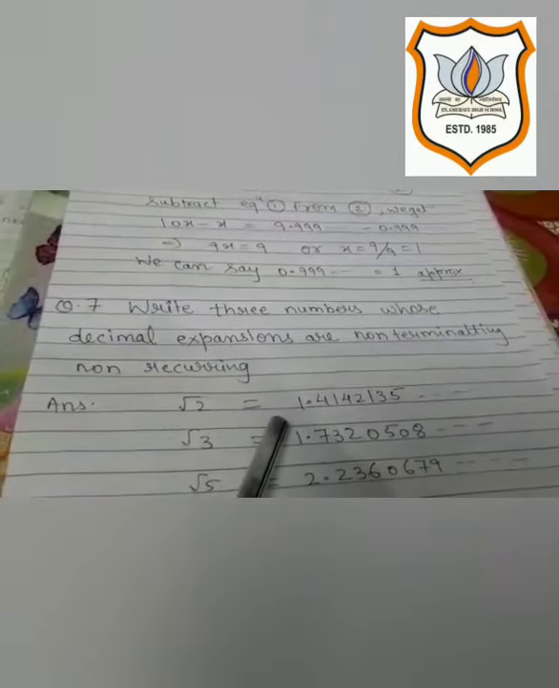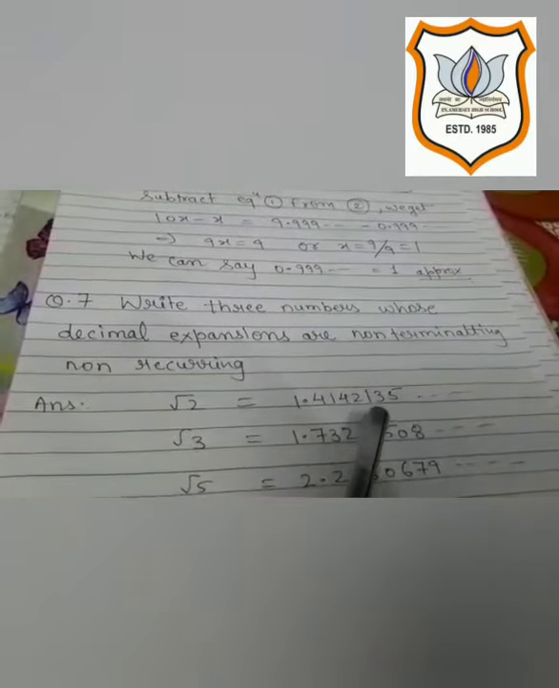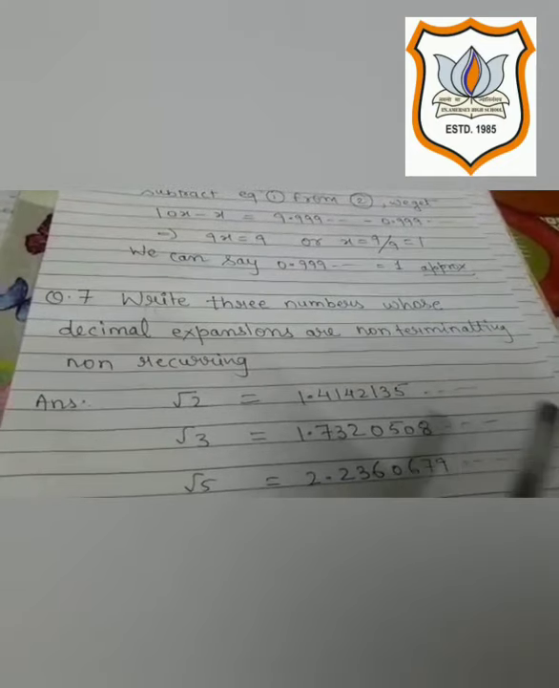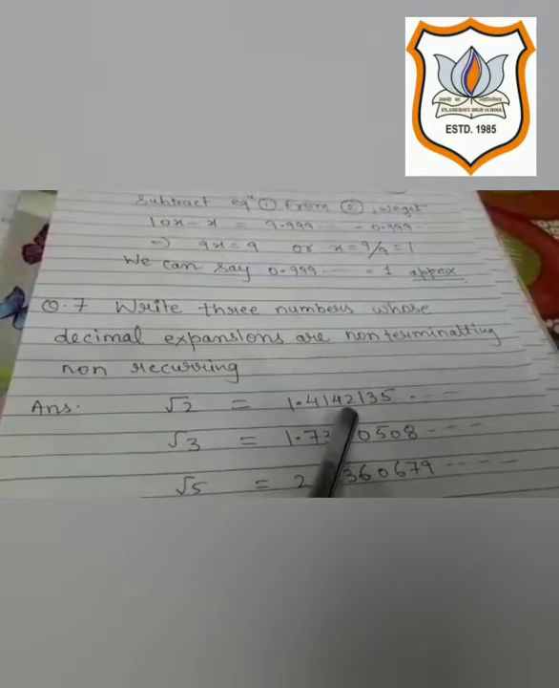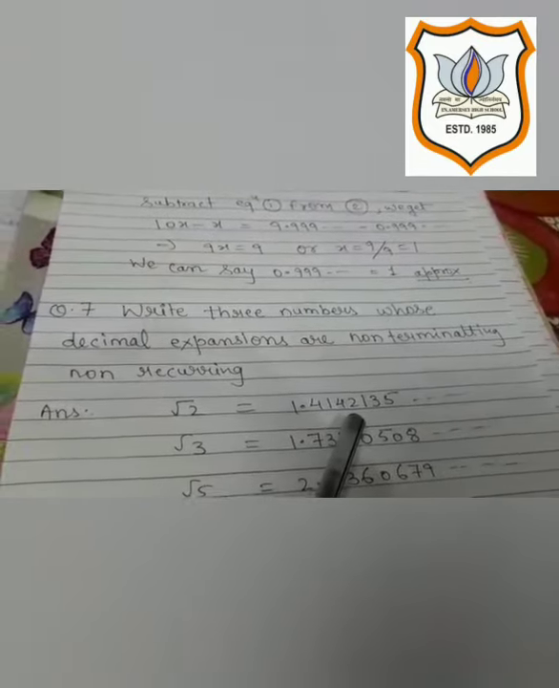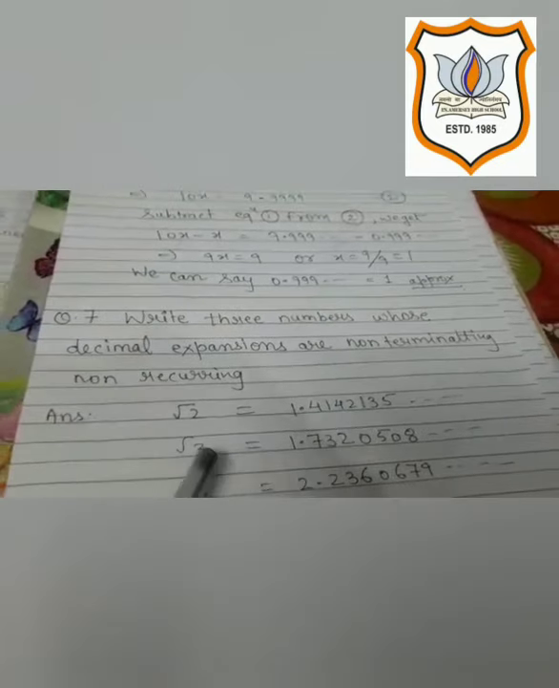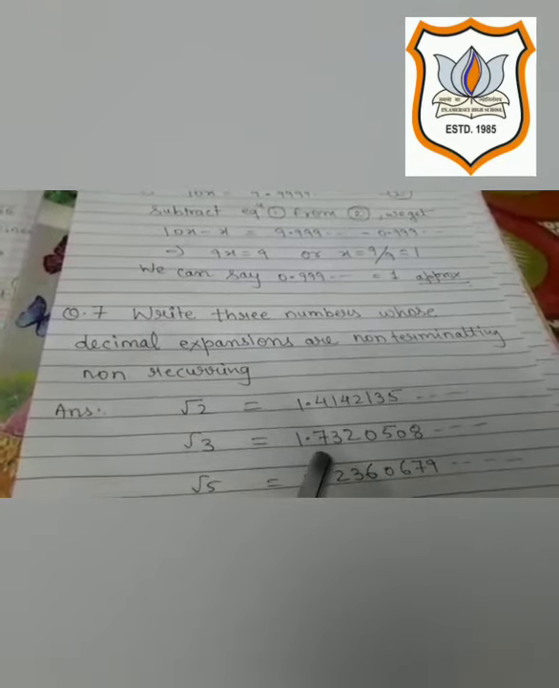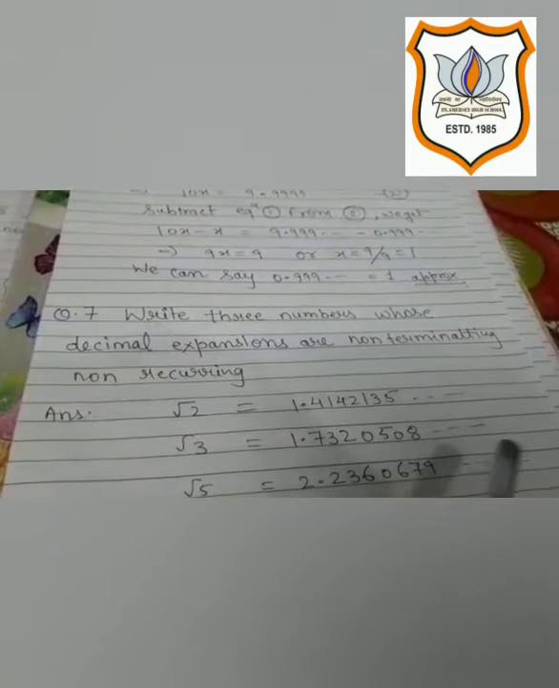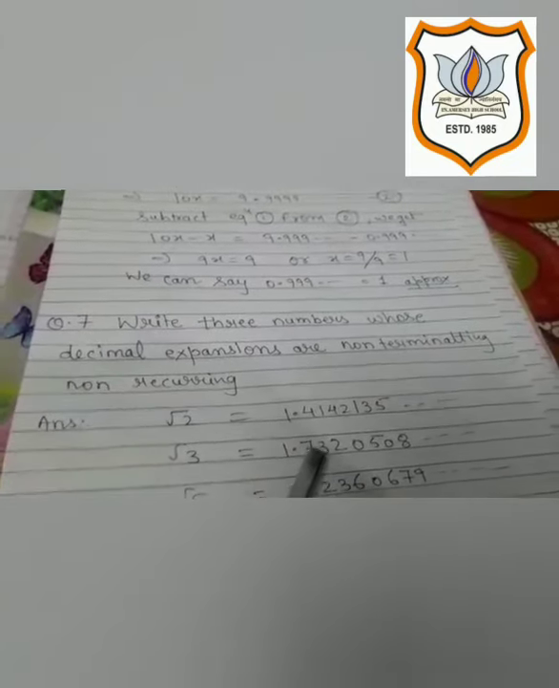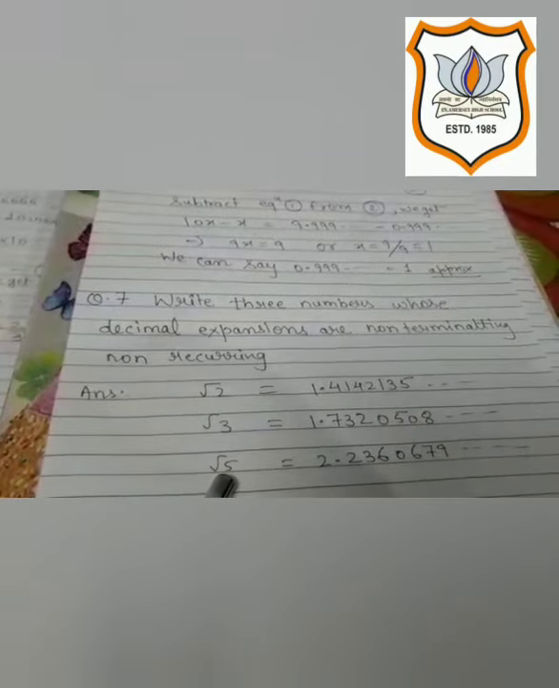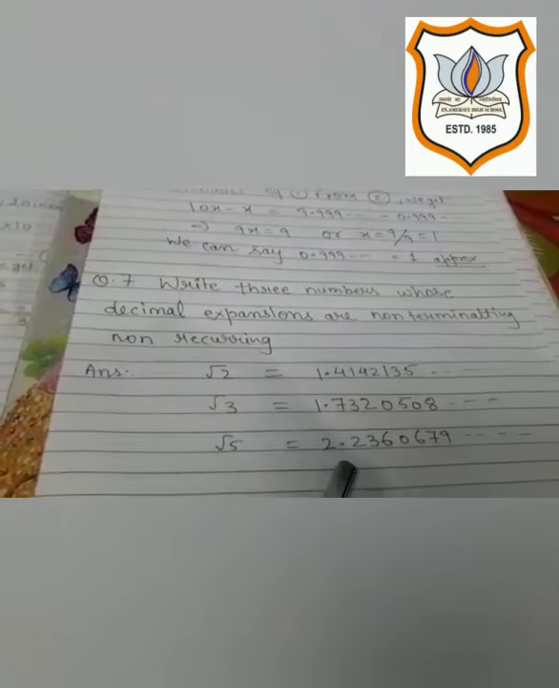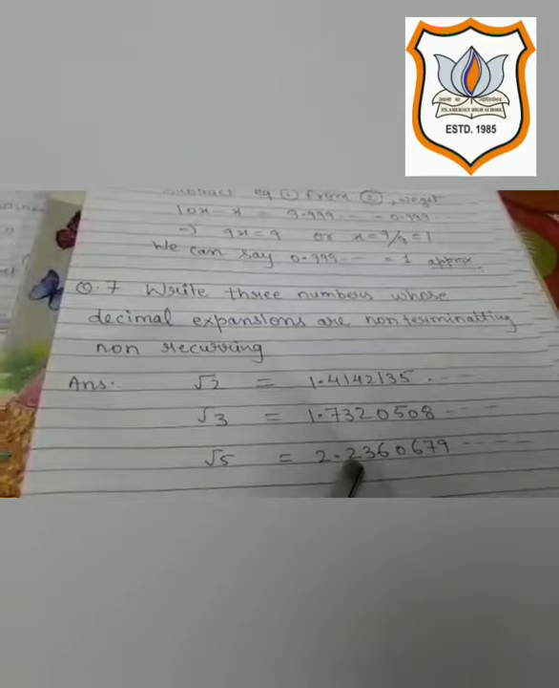So root 2 is equal to 1.4142135 endlessly. But on doing sums, we will consider only 1.414. Mostly we use 3 digits after the decimal. Similarly for root 3, the value will be 1.732050 and many more endlessly. But we use 1.732 only. Similarly for root 5, which we have already plotted on the number line, it is 2.2360679 endlessly. But we use only 2.236.